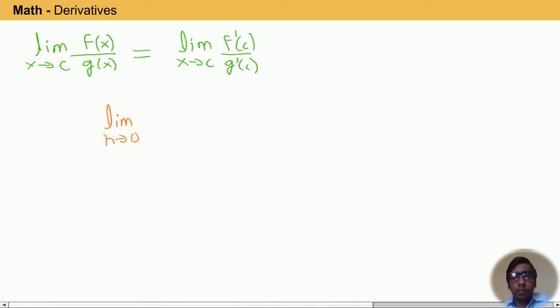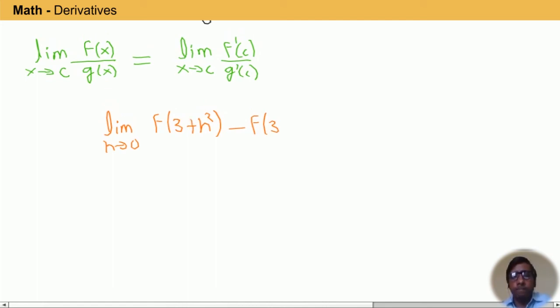Limit as h approaches 0 of f(3 minus h) squared minus f(3 plus h) squared. Okay, so first we need to find the derivative of the numerator, then the derivative of the denominator. The derivative of the numerator f(3 plus h) squared minus f(3 minus h) squared. Here we cannot find the derivative directly. We will have to apply the chain rule.